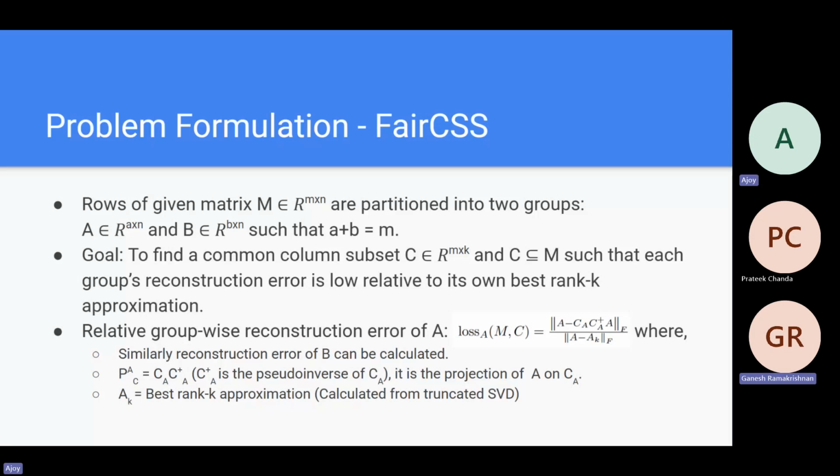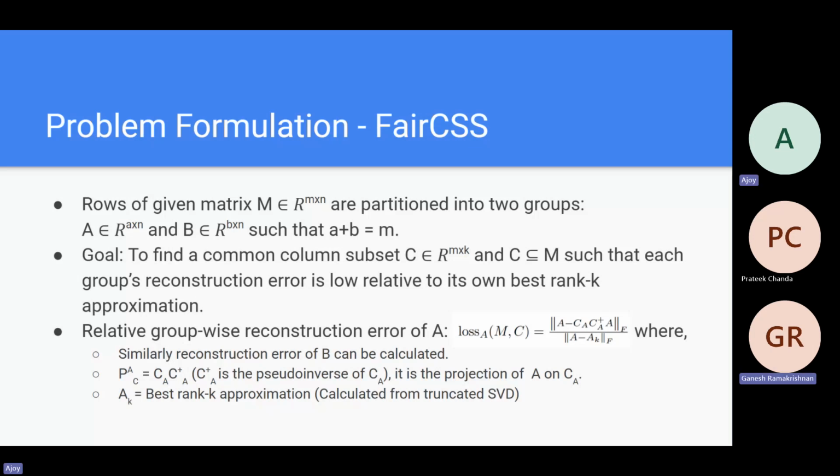What is connecting the two? The pseudo inverse is a projection of A onto C_A. Again, there's no B. And then A_k is the best rank-k approximation. I mean, what is the intuition behind two groups? It's totally missing. Why two? Why not three? Why not five? That's what I'm saying. What is the interconnect between those groups? Why not do the same thing for one? We are combining it in the next step.